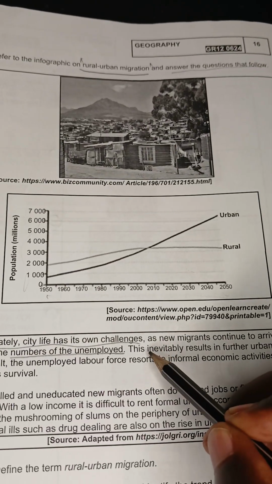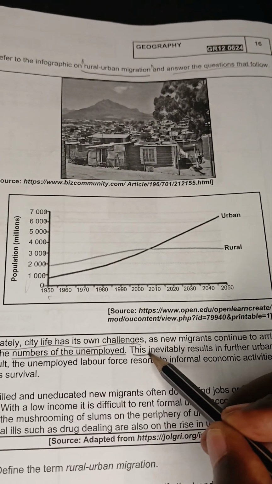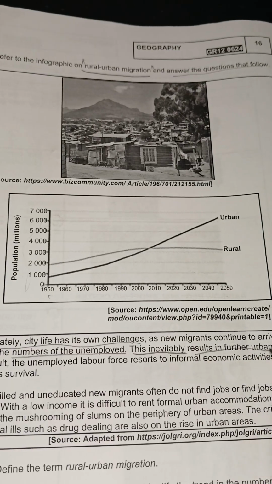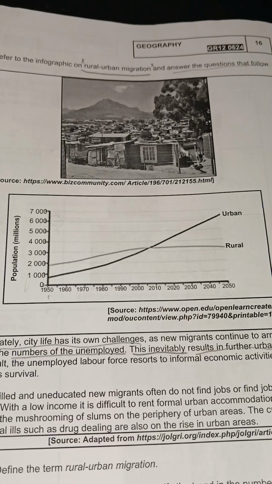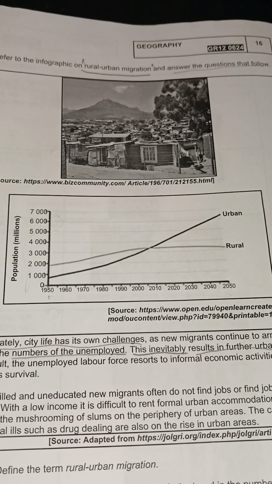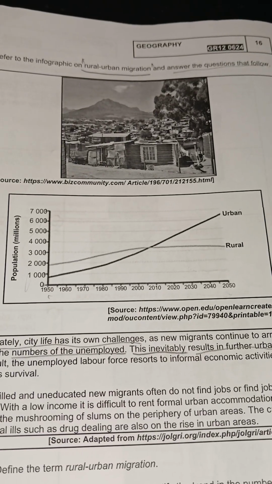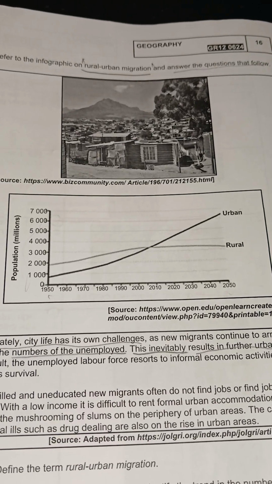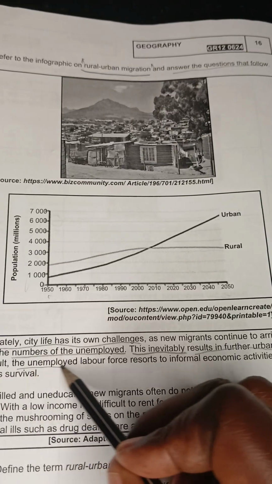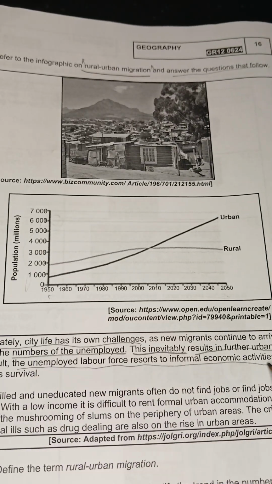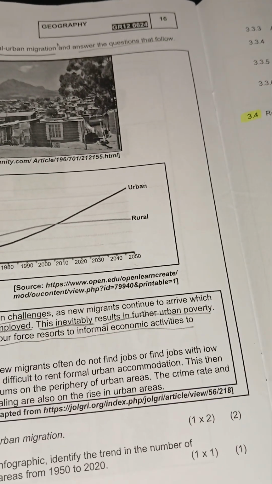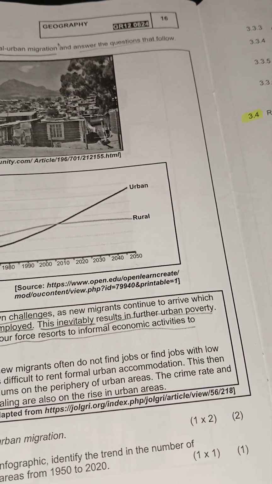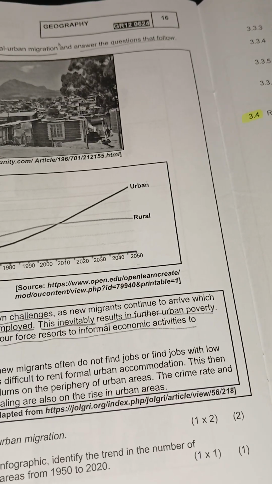"This inevitably," which means unavoidably, "results in further urban poverty." We already have poverty in urban areas, but if more people are coming and those people are not going to be employed because there's a lack of jobs, it means that the poverty levels in the urban areas continue to increase. "As a result, the unemployed labor force resorts to informal economic activities to ensure their survival." So what do they do? They look for anything that is income generating so that they can take themselves out of that poverty situation.